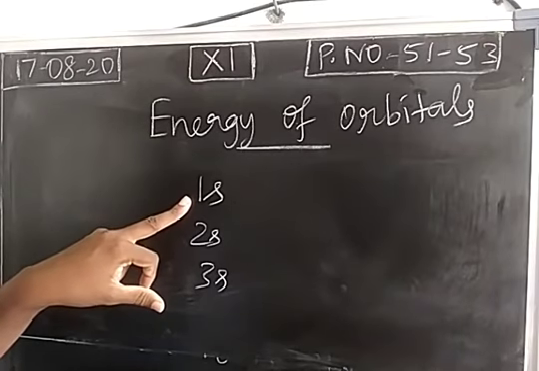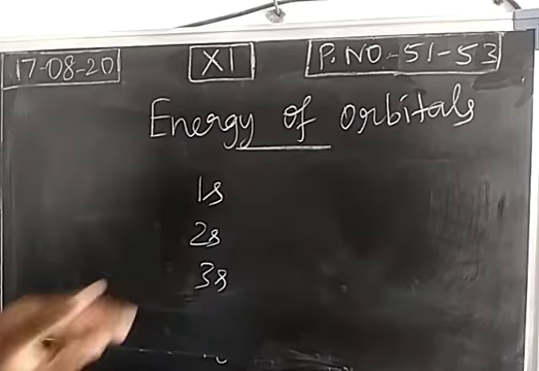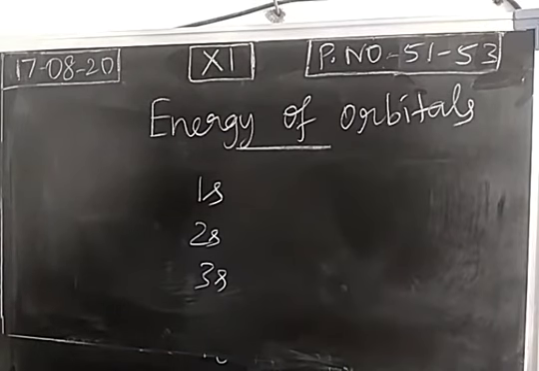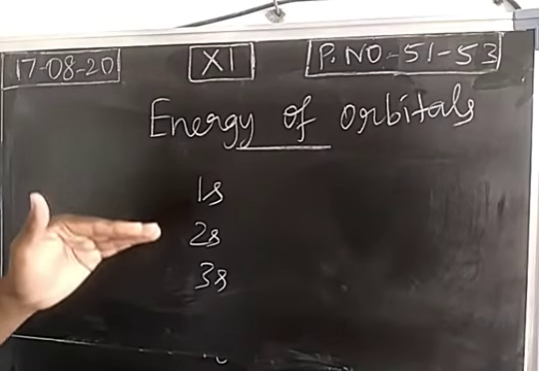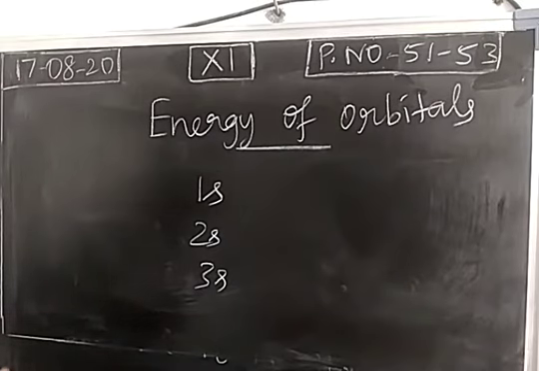Principal quantum number for 1s orbital is 1, for 2s orbital 2, 3s orbital 3. What about the energy of these orbitals? Comparing 1s, 2s orbital has more energy. Comparing 2s, 3s orbital has more energy. So when principal quantum number increases, energy of orbital will also increase. That means simply we can understand, if an orbital is far away from the nucleus, or when we move from nucleus onwards, the energy will increase, right?